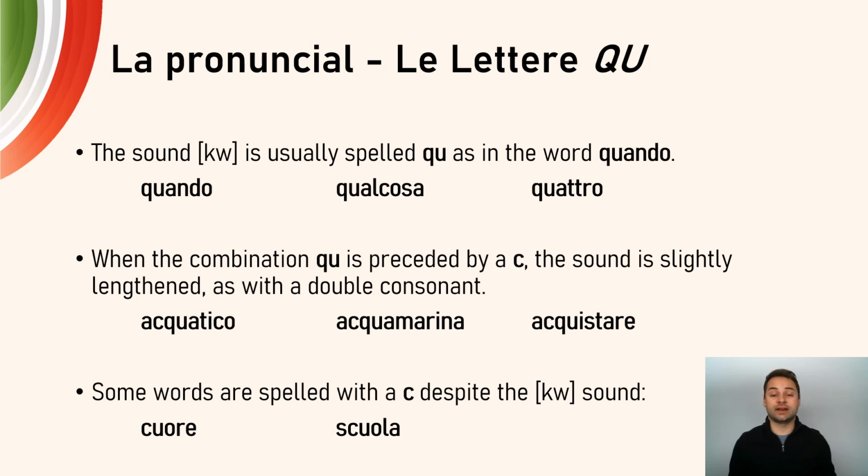What about le lettere Q e U? So this sound in particular is usually spelled as the Q and then the U. Like, for example, if we saw the word quando. Go ahead and say quando. What about qualcosa? Quattro. That Q is that QU. But when that actual combination is preceded by the letter C, it's going to be slightly lengthened in sound, as what we normally would have done with a double consonant.